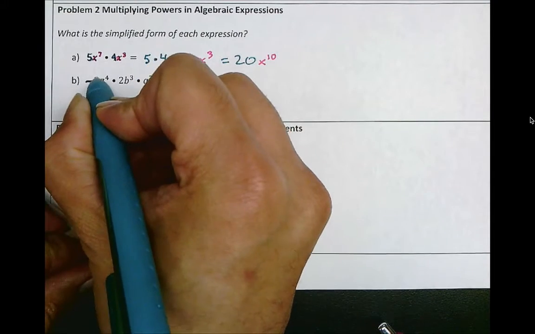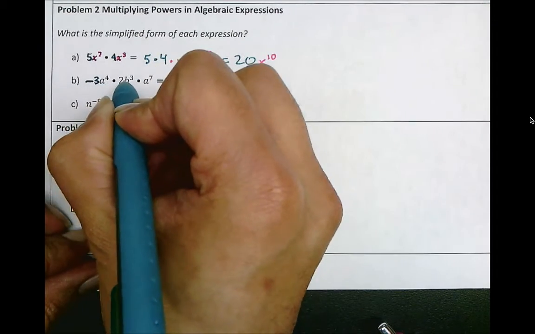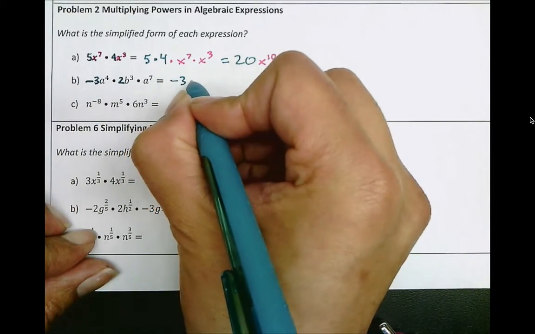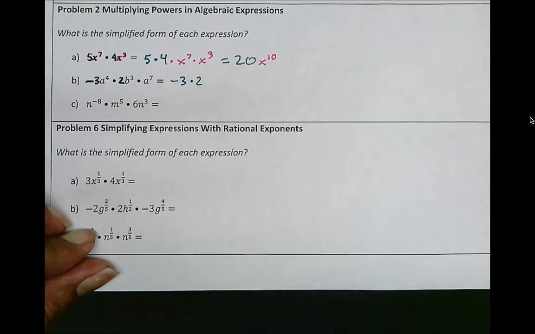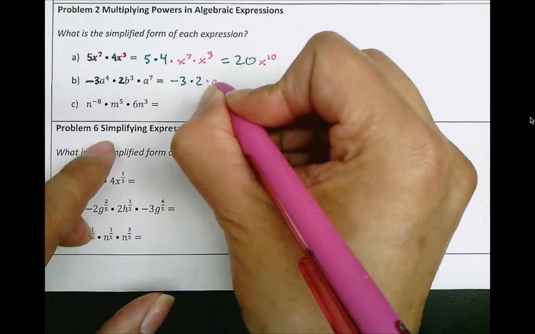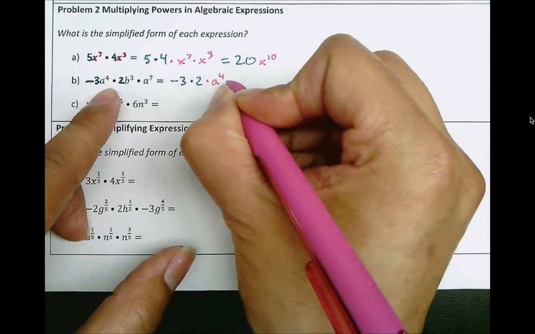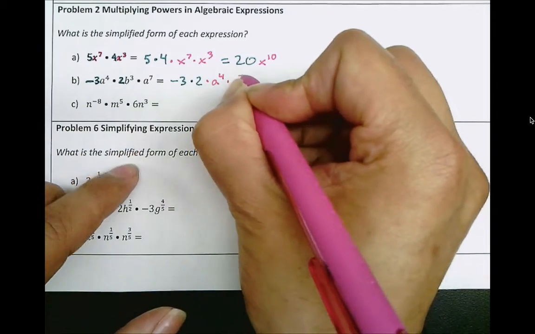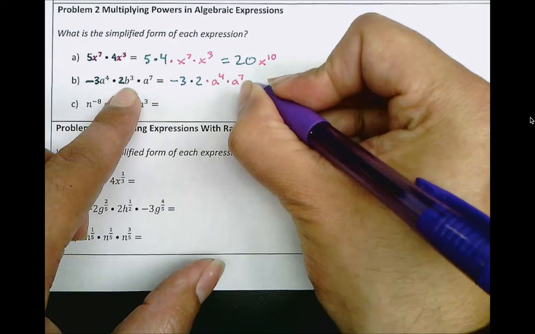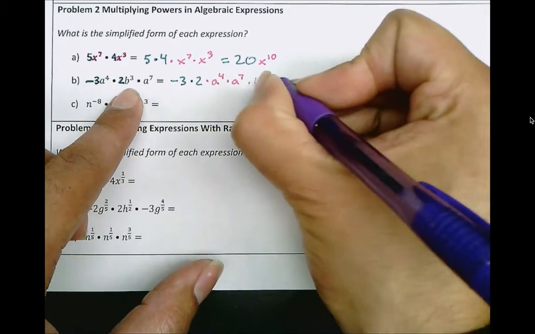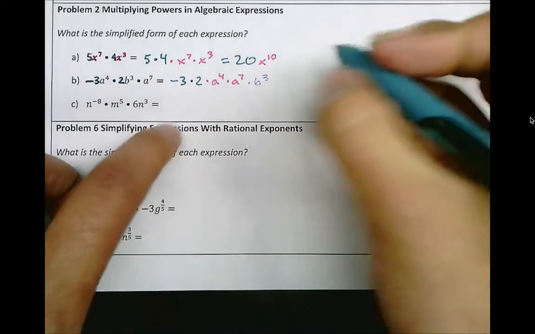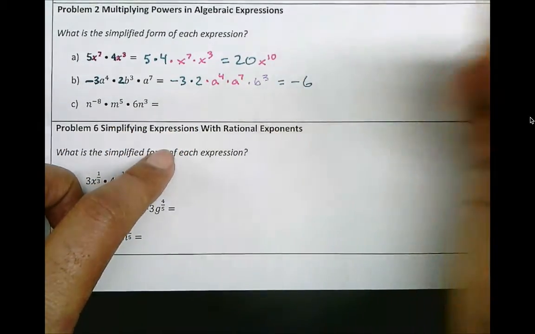Okay, let's use the same idea in the next problem. We have a negative 3 as a coefficient of the a, and a 2 as the coefficient of the b. So we start with negative 3 times 2. Now I'm going to bring the variables over in alphabetical order. So we start with a to the power of 4 times a to the power of 7. And then we also have this b to the power of 3. Okay. Now let's multiply negative 3 times 2, which is equal to negative 6.